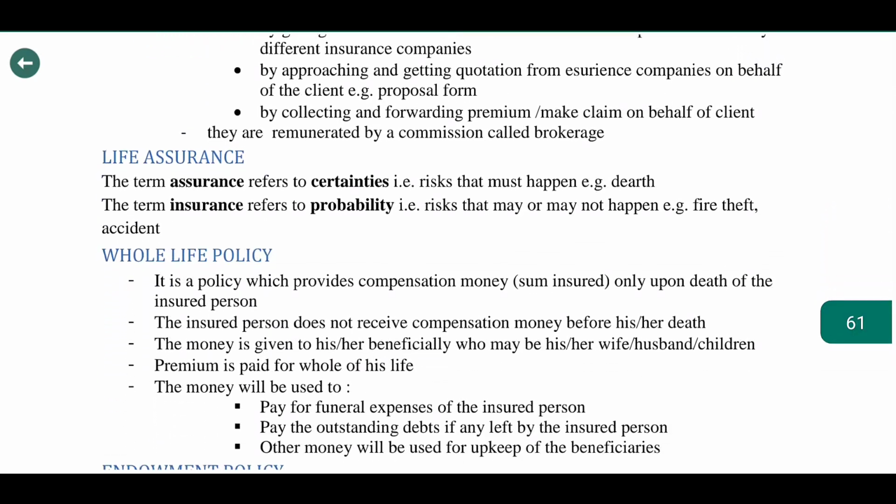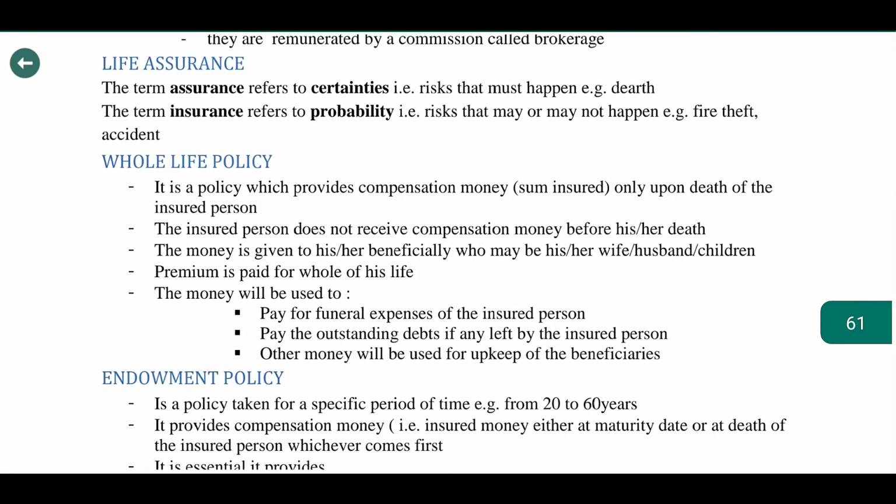Okay, what is the difference between insurance and assurance? What is the difference between insurance and assurance? The term assurance refers to certainties, risks that must happen, such as death. And the term insurance refers to probability. The risk may or may not happen, such as fire, theft, accident, etc. Okay?